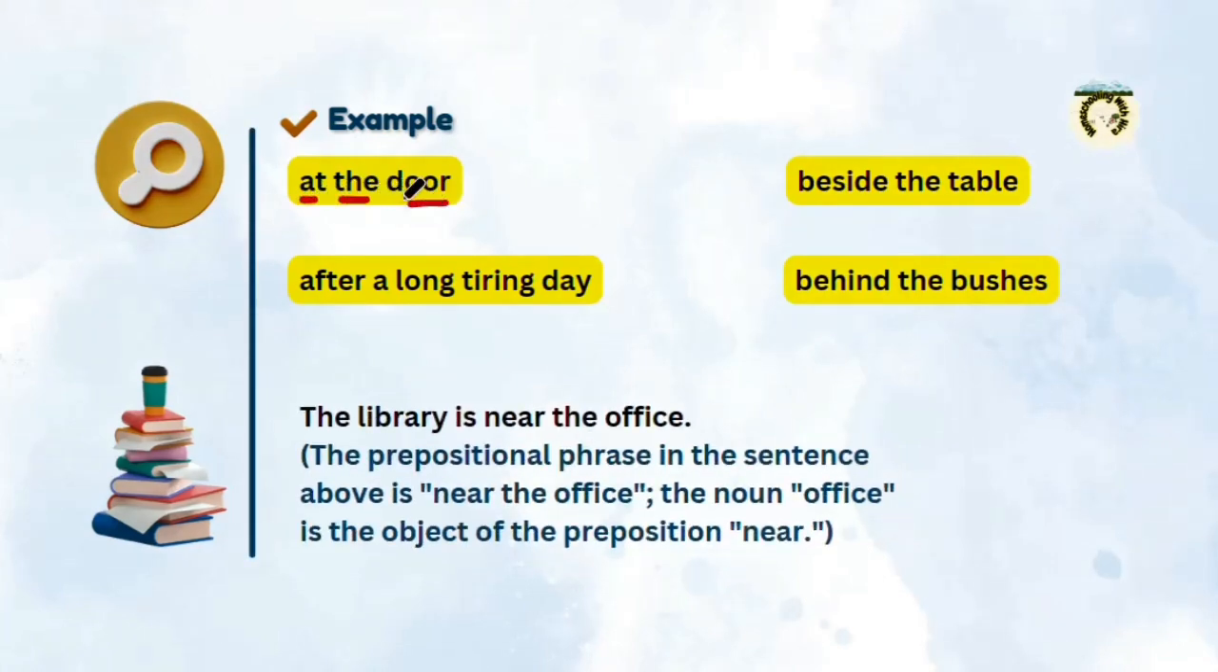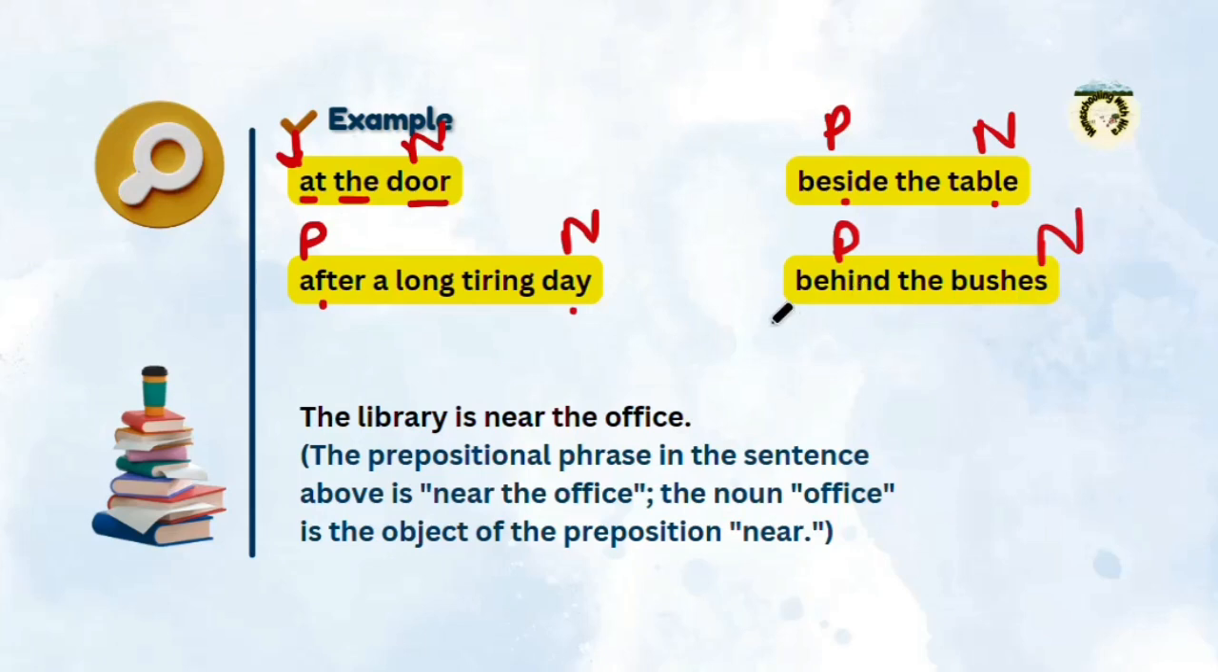At the door, preposition, noun. Beside the table, preposition, noun. So this is a prepositional phrase. After a long tiring day. This is a noun. This is a preposition. So this is our prepositional phrase. Behind the bushes. Preposition, noun. So this group of words together is making a prepositional phrase. The library is near the office. Where is the prepositional phrase here? It's near the office, right?